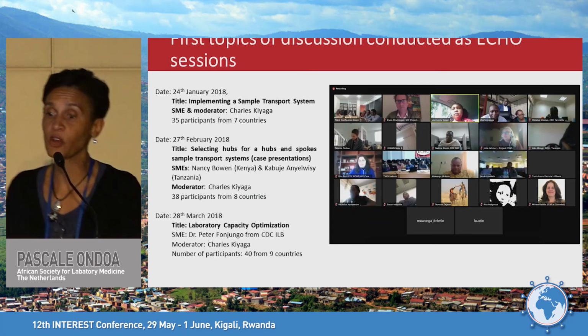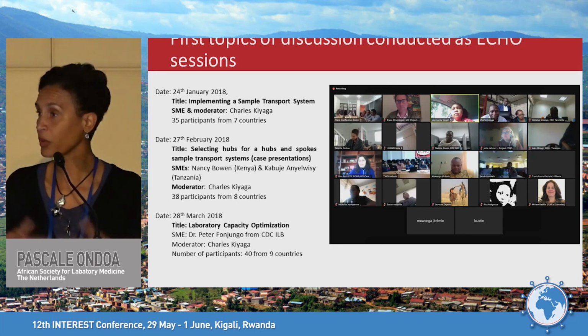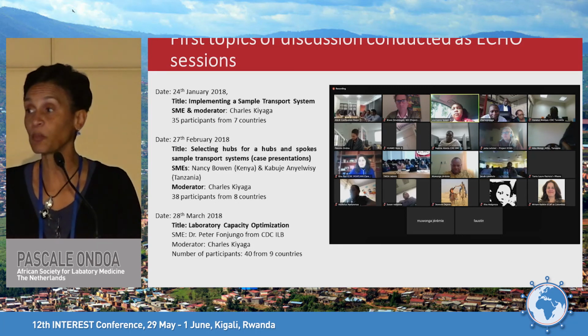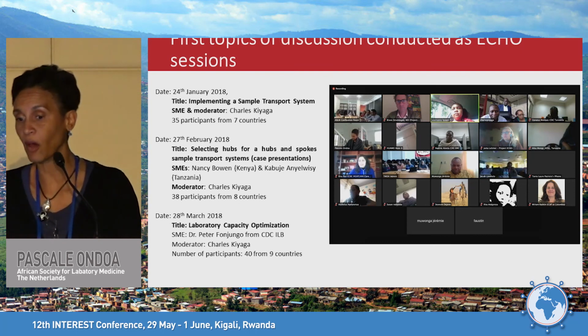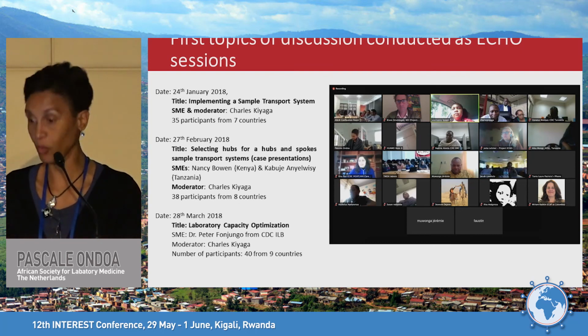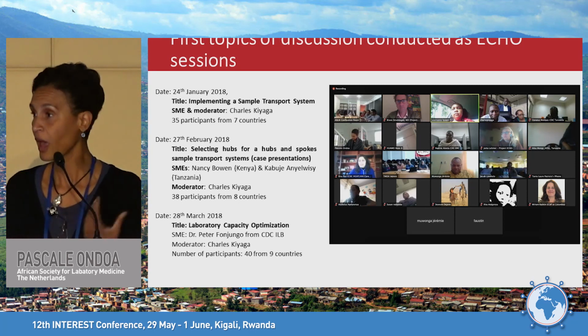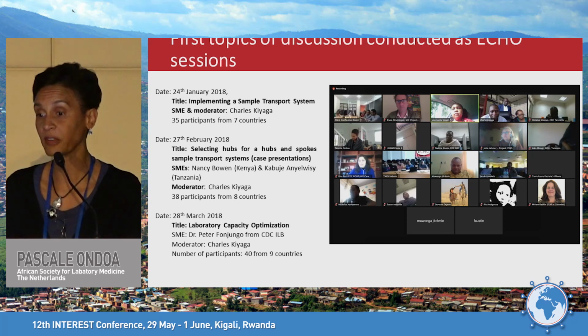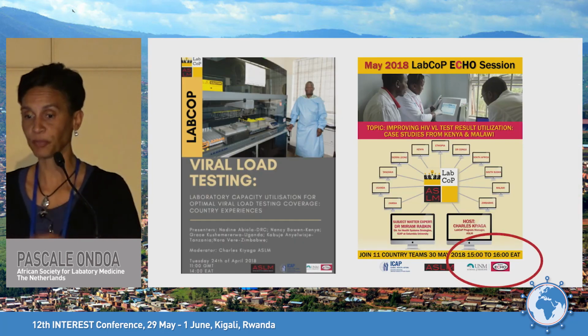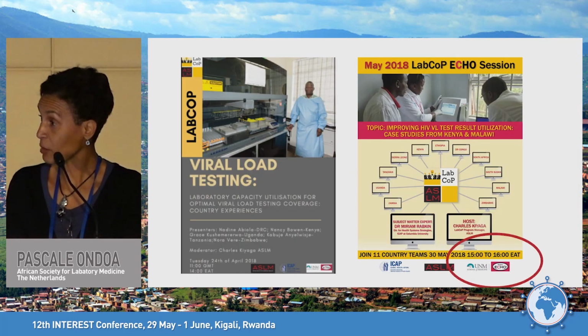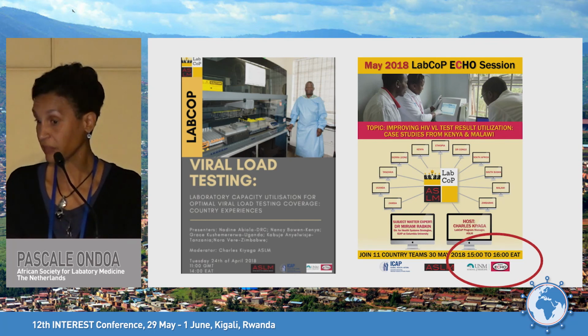So the first topic of discussion that we conducted in the LabCOP, we talked about the sample referral system and how you can select the hubs, how you can optimize your laboratory capacity for the testing. And we have, on average, 50 to 60 participants in this discussion. So today we had a very vibrant discussion at 2 o'clock about the result utilization, where we had around 60 participants. And I think that this is really a very creative way to share the best practices and accelerate the viral load scale-up and reaching the third 90.